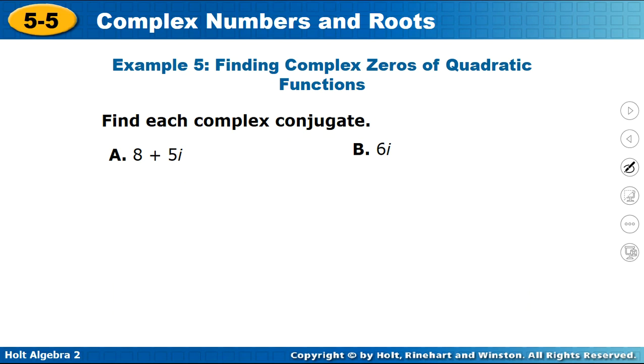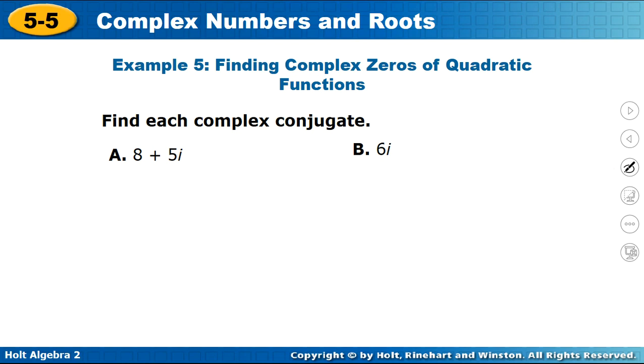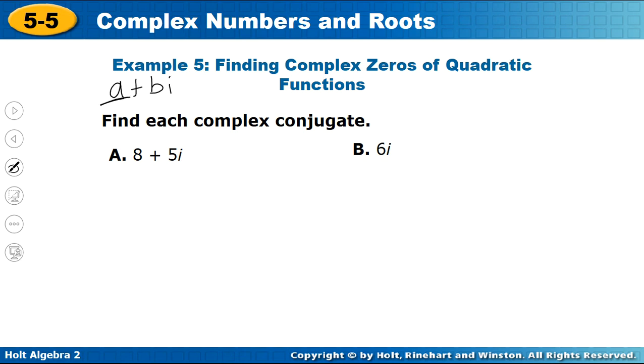So find each complex conjugate. So what I personally prefer to do is make sure, step number one, that every single complex number is written with a plus or minus bi, but have the a, the real number, written first, and then the imaginary number written second. So here in example A, 8 plus 5i, I've already have it set up. The real number is written first, and the imaginary number is written second. So if that's the case, then all you got to do is change your sign. So the complex conjugate of 8 plus 5i is simply 8 minus 5i.